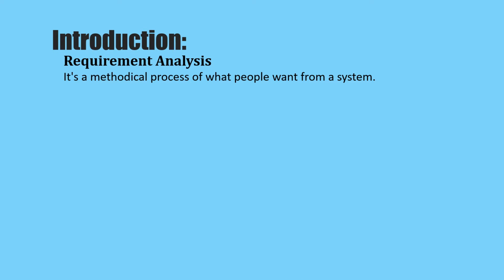Introduction. Requirement analysis, also called requirement engineering, is the first step in making software. It is a methodological process of finding, gathering, writing down, and understanding what people want from a system. These wants become the rules for what the system should do and how it should work. We figure out these rules by talking to clients, users, and other people involved.